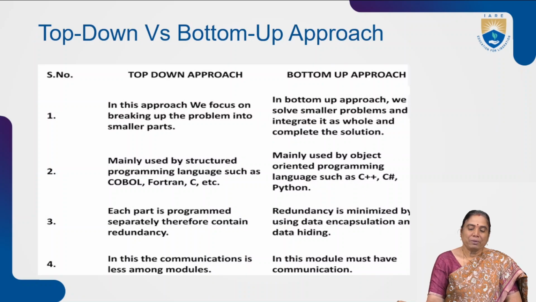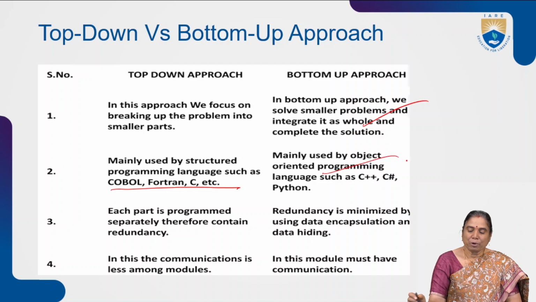So the difference between the top-down and bottom-up integration approach is that in the top-down approach, the focus is on breaking up the problem into smaller parts, and in the bottom-up approach, it solves smaller problems and integrates them as a whole when the solution is complete. The top-down approach is mainly used by structured programming languages like COBOL, Fortran, C, etc. But in the case of object-oriented projects, the bottom-up approach can be useful.